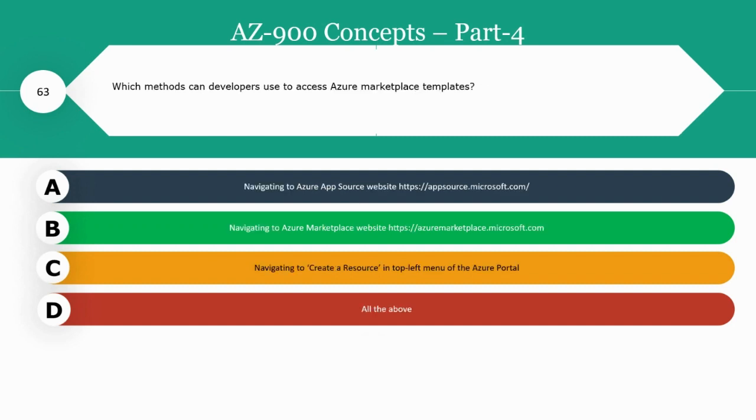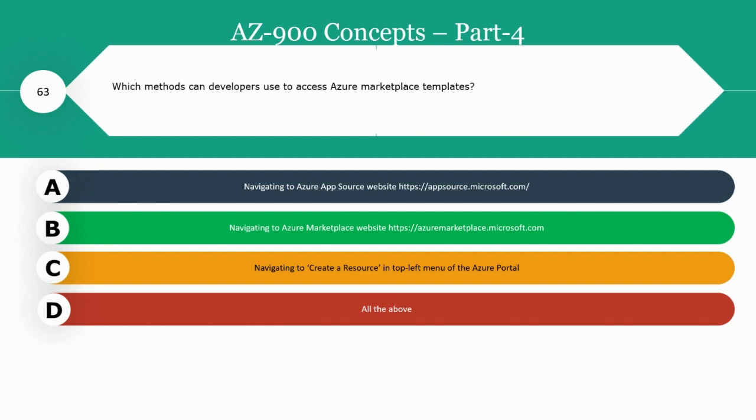Which methods can developers use to access Azure Marketplace templates? The question is related to which URL the developers will use to access Azure Marketplace templates. So there are four options. One is https appsource.microsoft.com. Second is azuremarketplace.microsoft.com. And the third option is navigating to the link, create a resource on the top left side of the Azure portal. The last option is you can use all the above three stuff.